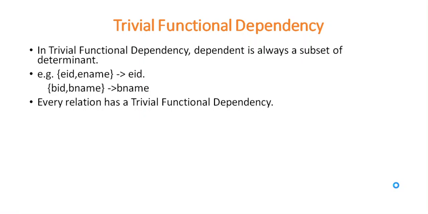Again, take another example, book ID and book name. This book ID and book name combination is determining book name, and this book name is a subset of book ID and book name. Book name is a part of this entire key. So we can say that this is a trivial functional dependency, and in every relation we have trivial functional dependencies. This trivial functional dependency is based on the reflexivity property of functional dependency.